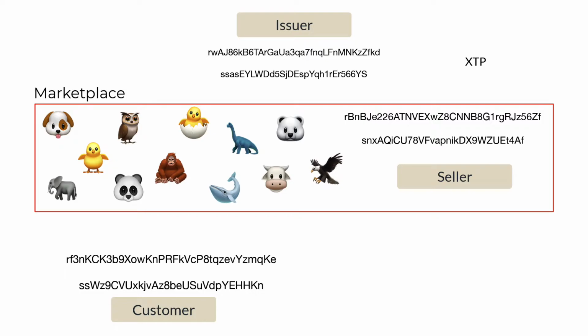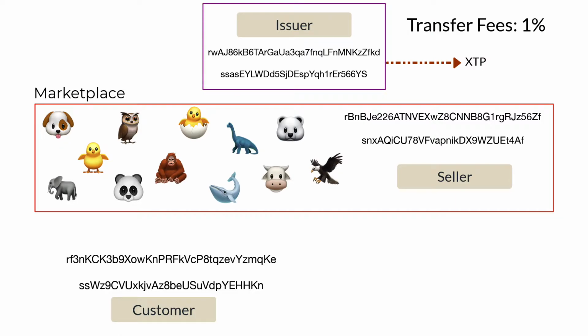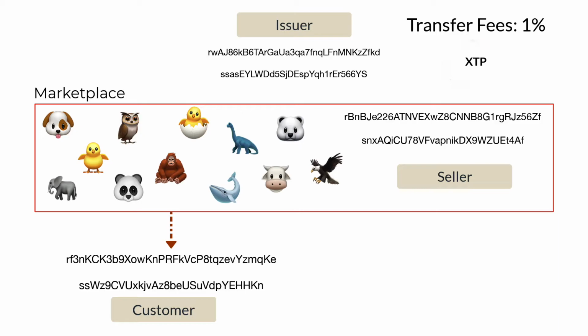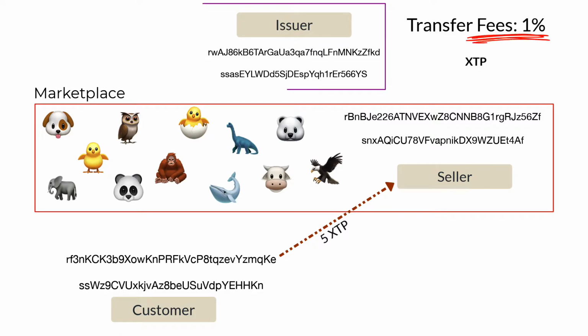So for that, you can use issued currencies, and the issuer can set a transfer fee and then enforce this whole marketplace to use just XTP. In such a case, whenever some customer purchases anything from this marketplace, he or she has to pay in XTP itself. And whenever there is some transaction between two parties, the issuer gets the fee, and the transfer fee can be anywhere between 0% to 100%. So that's up to the issuer.